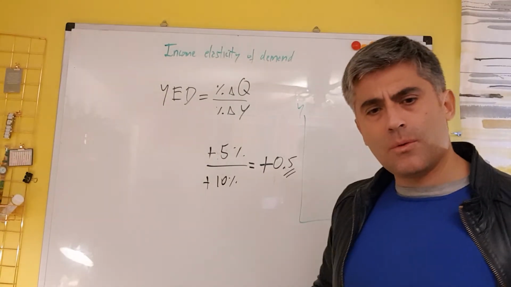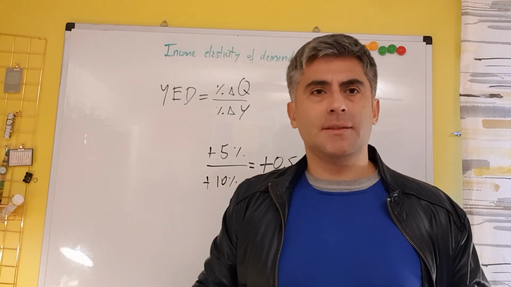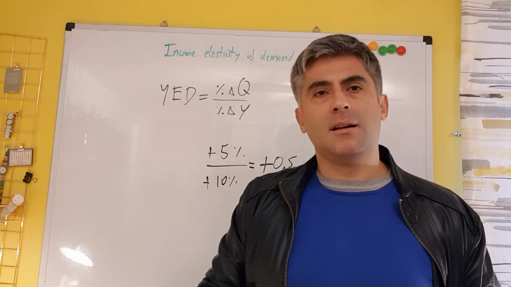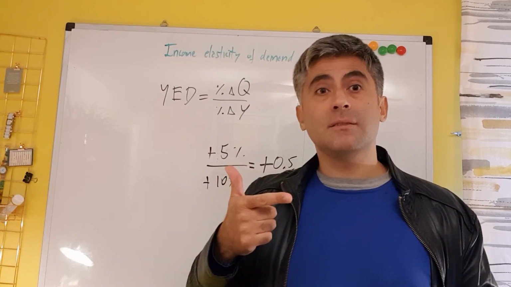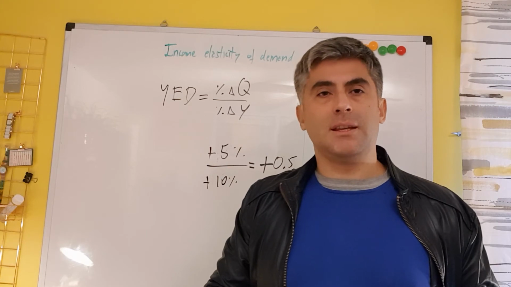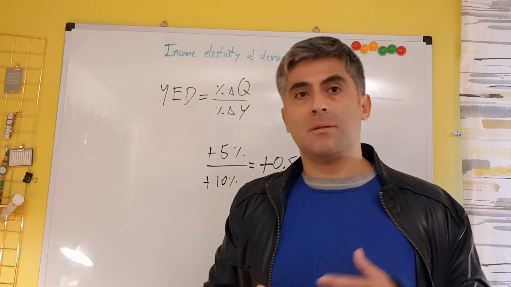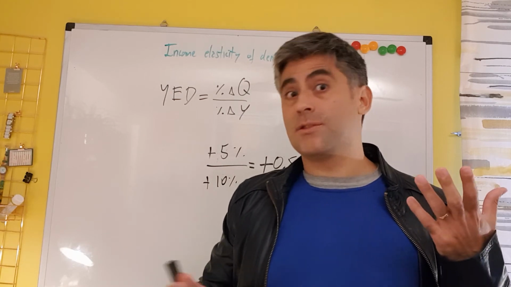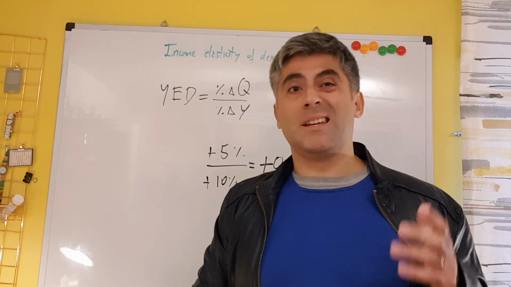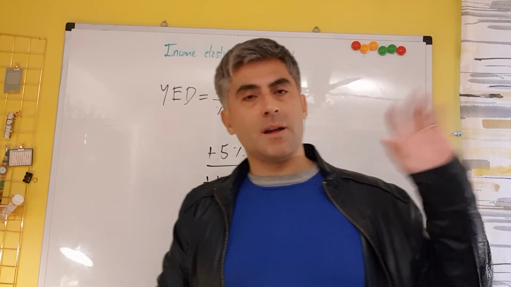Yes, so that is income elasticity of demand. So the key basics is the result could be positive or negative. If it's positive, then it's a normal good. The more money you earn, the more you buy of that product. If it's negative, the more money you earn, the less you buy of that product. So it'll be classified as an inferior good.